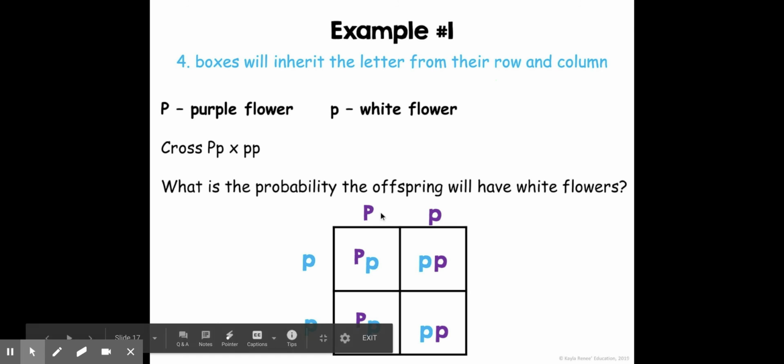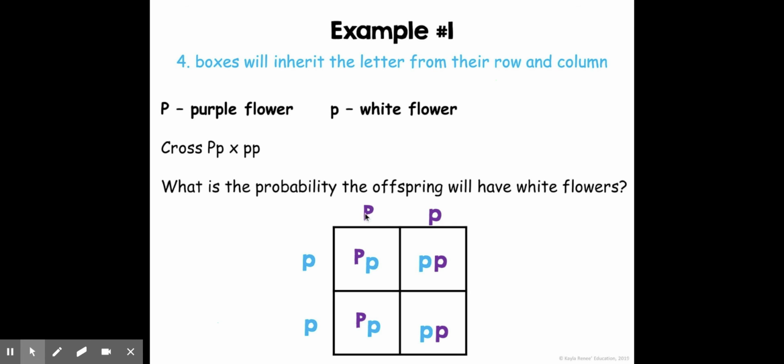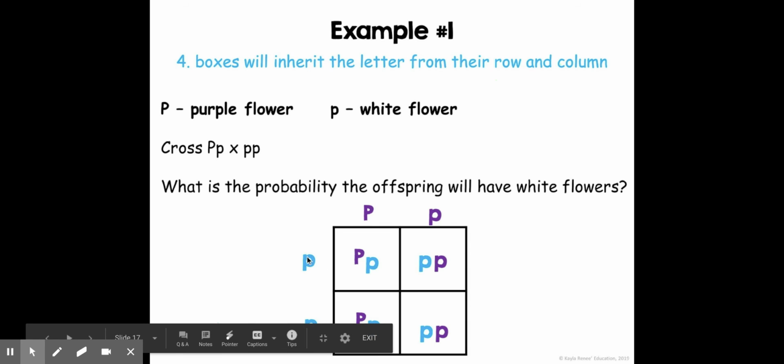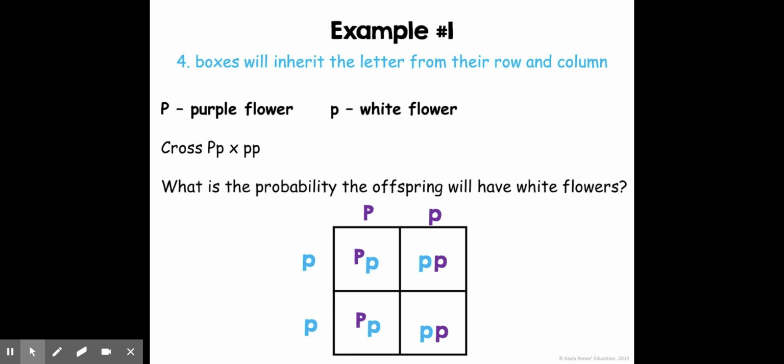So in our upper left box, we're going to take mom's dominant purple gene and dad's recessive white gene. Then we're going to take mom's recessive white gene and dad's recessive white gene for our top right. In the bottom left, we're going to take mom's dominant purple gene and dad's recessive white gene, and then we'll do 2 recessive white genes in the bottom right.